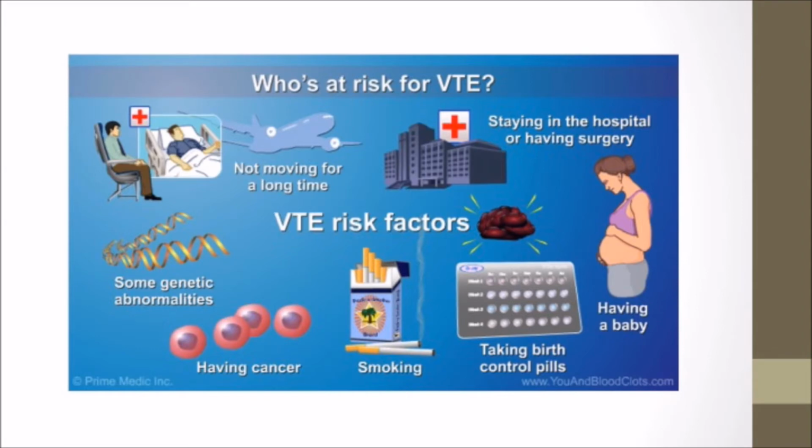This slide discusses who is at risk for VTE. Some people have genetic abnormalities within their blood that cause their blood to clot. Having cancer, smoking, women taking birth control pills or even having a baby, staying in the hospital or having surgery, or not moving for a while. All of these increase your risk for developing a VTE.